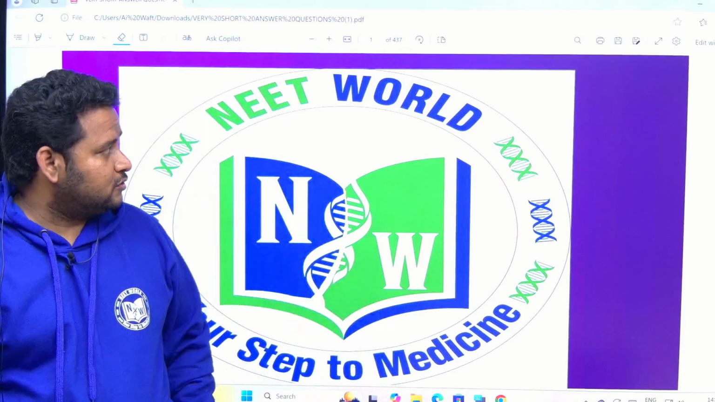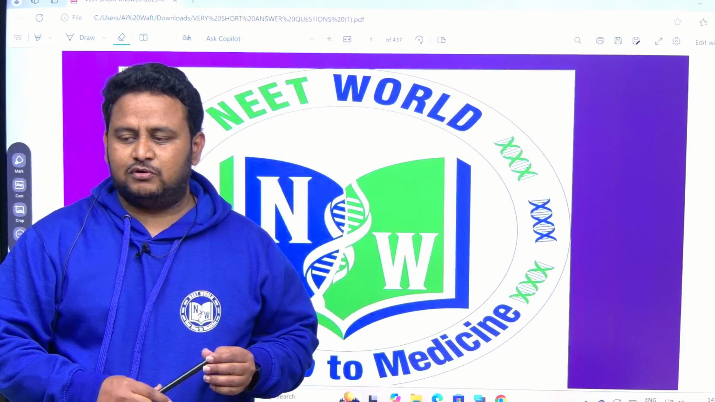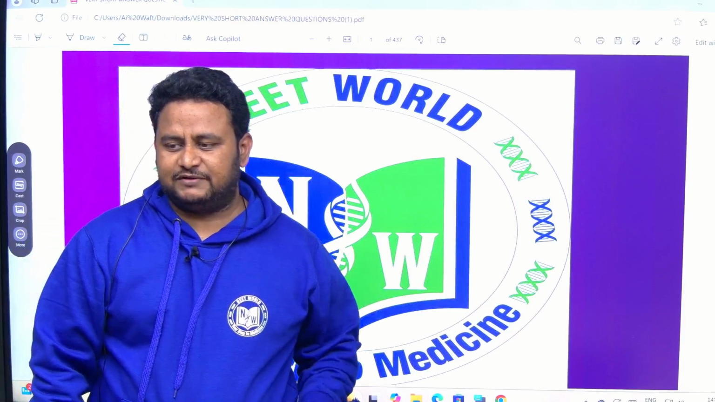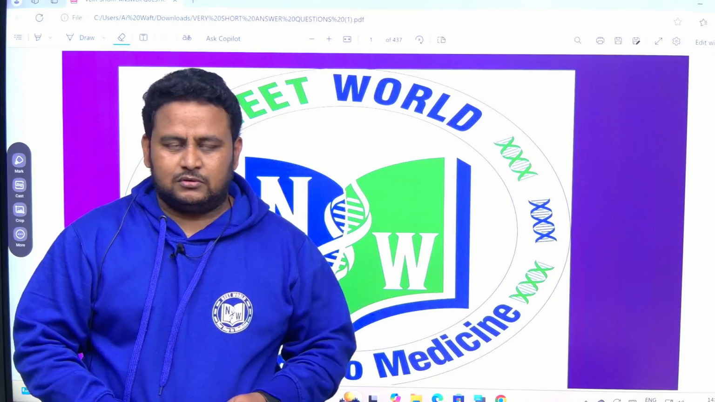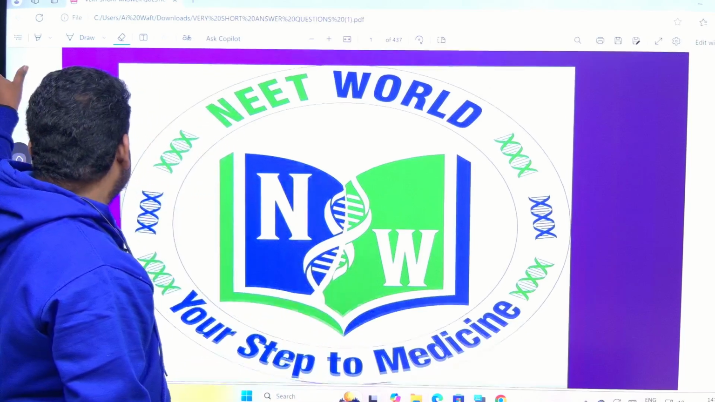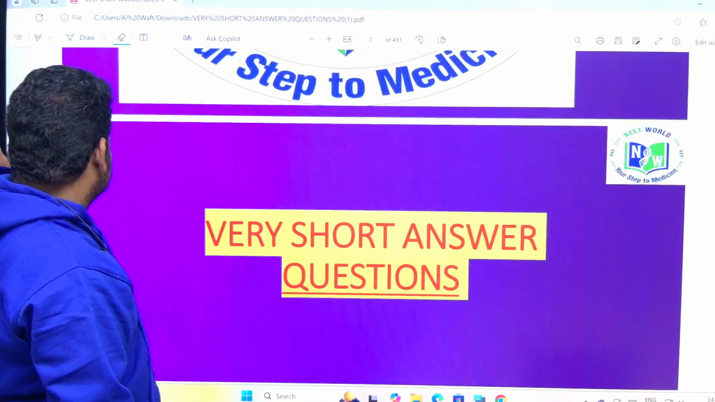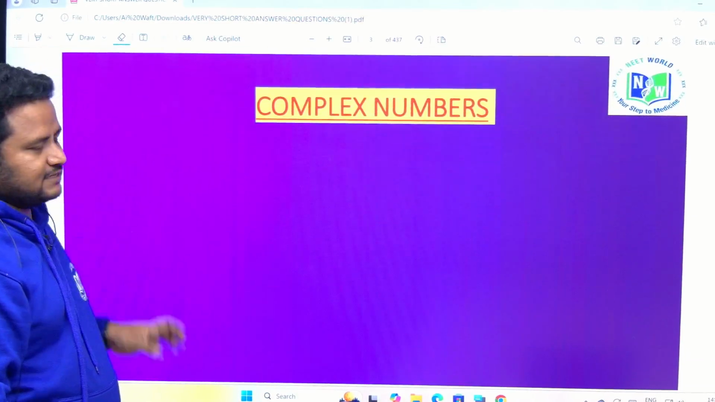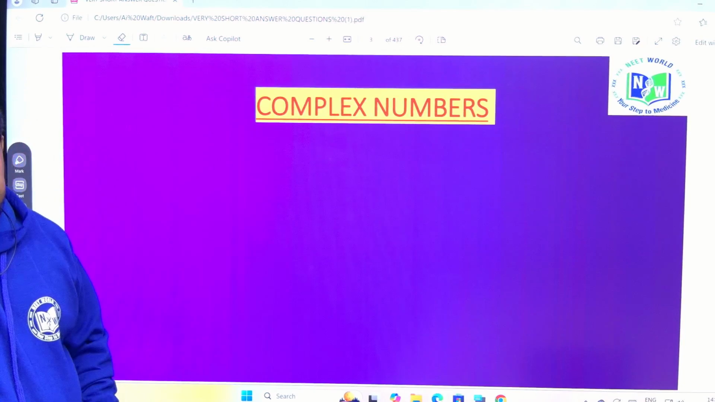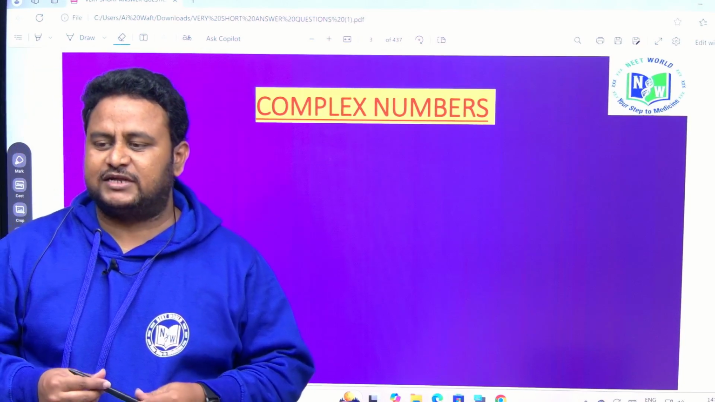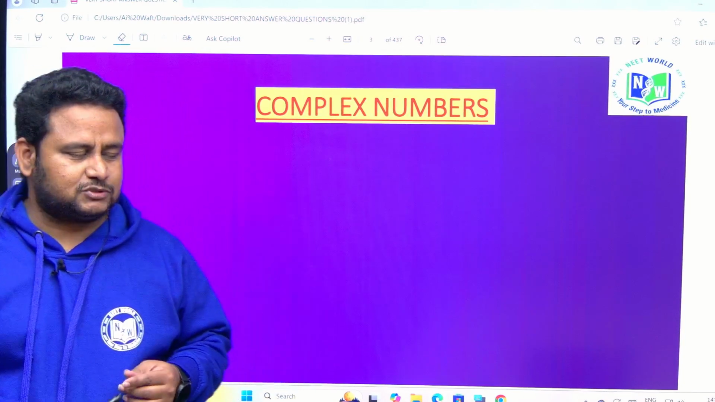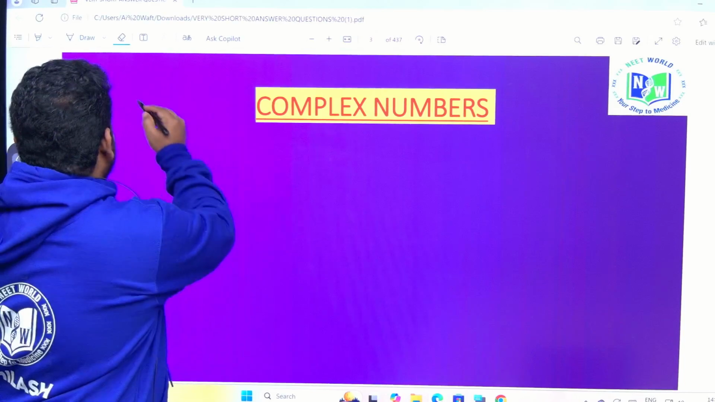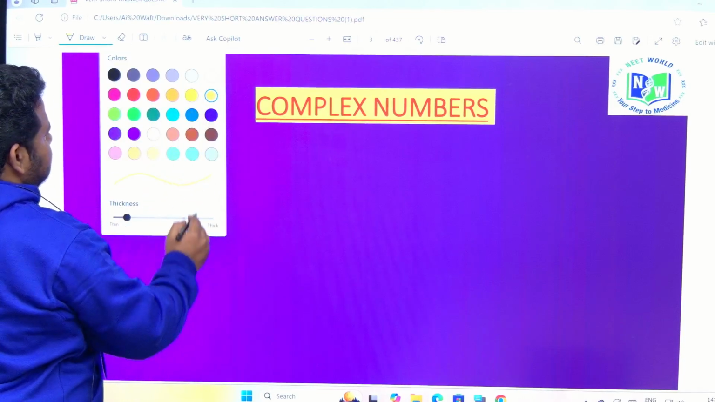So, when it comes to very short answer questions, we will go chapter wise. We are starting today with complex numbers. When I talk about complex numbers, the weightage of this chapter is 8 marks out of the total, that is more than 10% of the weightage.